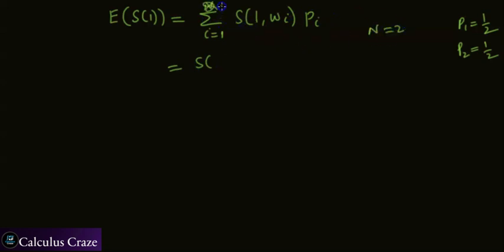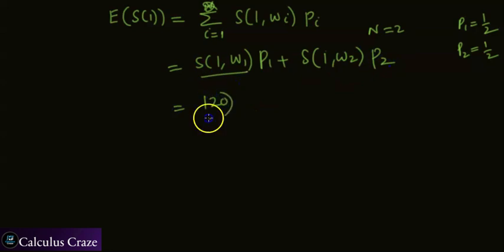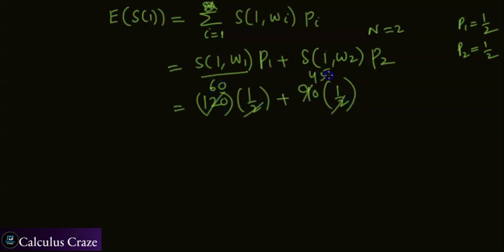When you put 2 here, the expanded version of this summation is going to be this, right? Now you substitute the values. This is 120 with probability 1/2, and this is 90 with probability 1/2. So this is going to be 60, and this is going to be 45, and at the end of the day I get 105. So in expectation I will get 105.